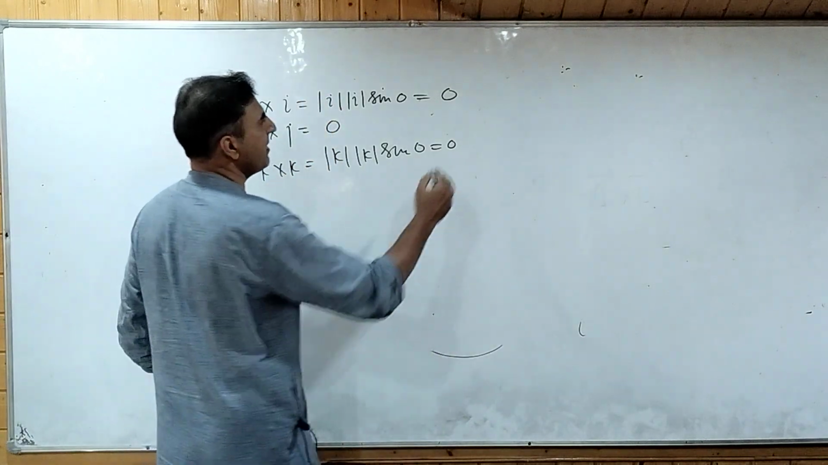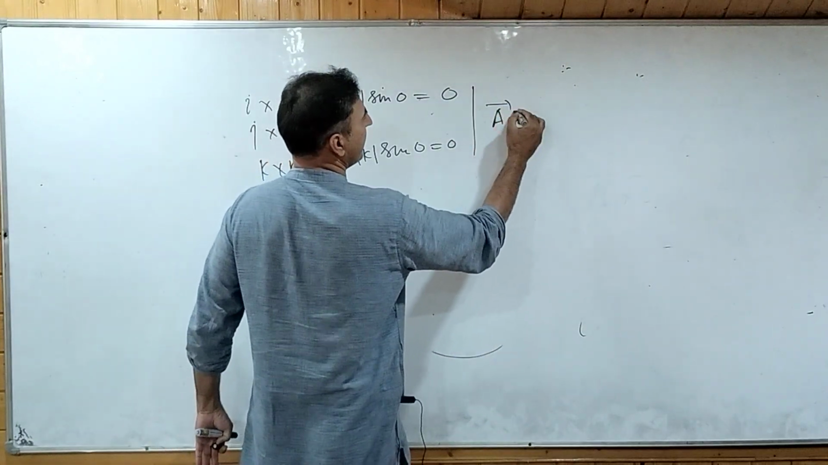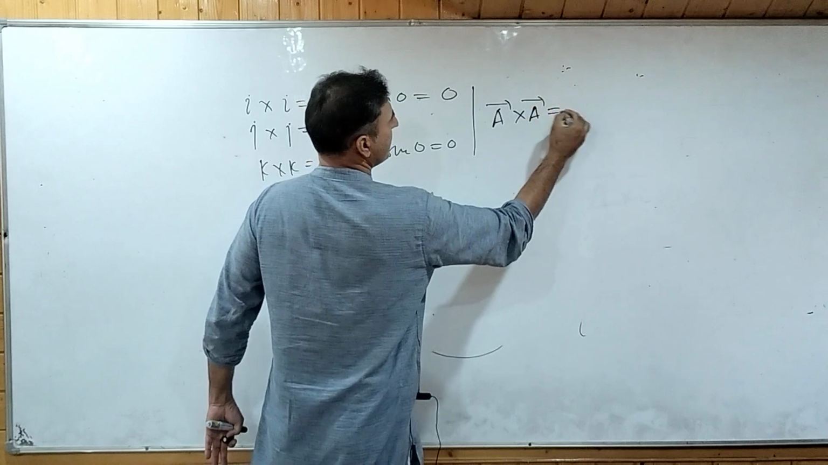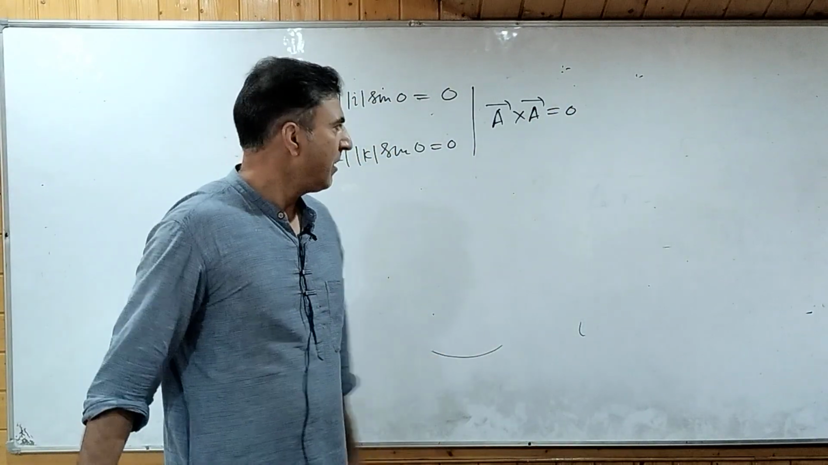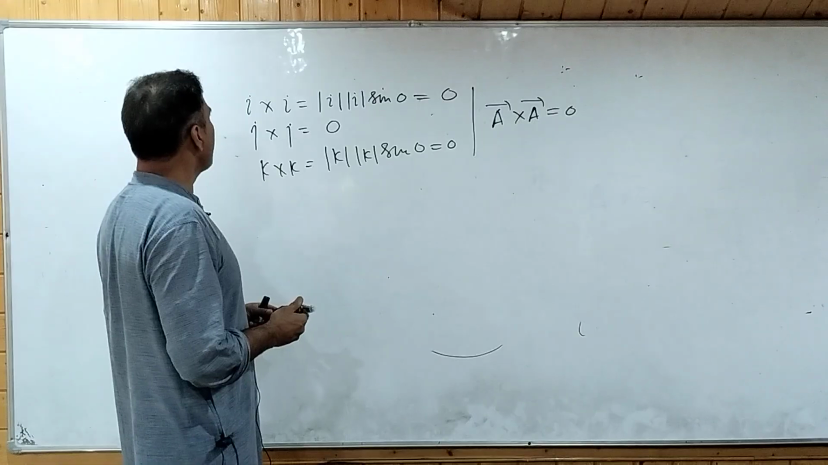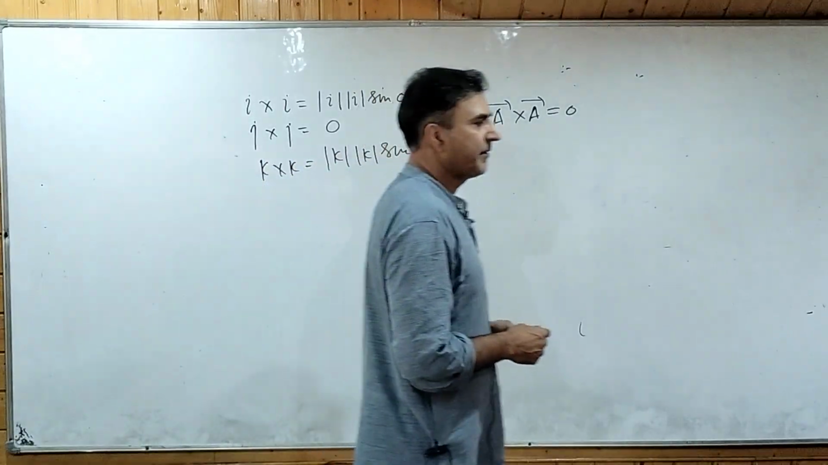So if you cross two similar vectors, the answer is zero. By the same argument, if I ask you what is A cross A, the answer is zero. Any vector crossed with itself is zero. Okay, now let me go to I cross J.